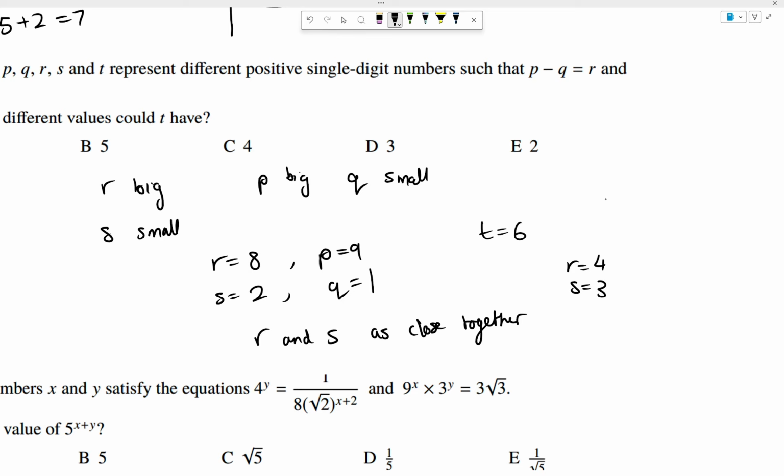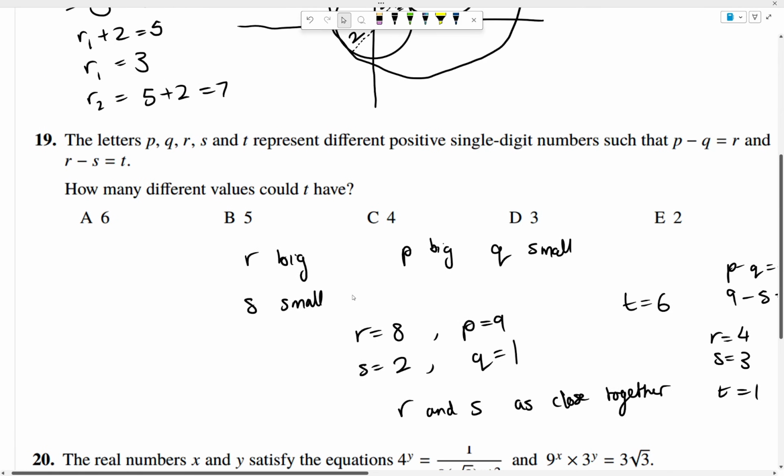We would get P minus Q is equal to 4. So that could be P equals 9 and Q is 5. And then that would lead to T equals 1. So that means that the minimum possible value of T is 1 and the maximum possible value of T is 6.